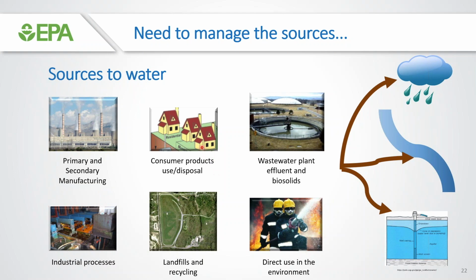Consumers use and dispose of these products, so they go down the drain, they go to landfills. Wastewater treatment plants are the end recipient of some of those things that go down the drain. You've got industrial processes, most notably things like metal plating and some of the electronics industries. Landfills and recycling are again sort of the end of the life cycle for these compounds, which often end up in landfills and now commonly in recycling as well.